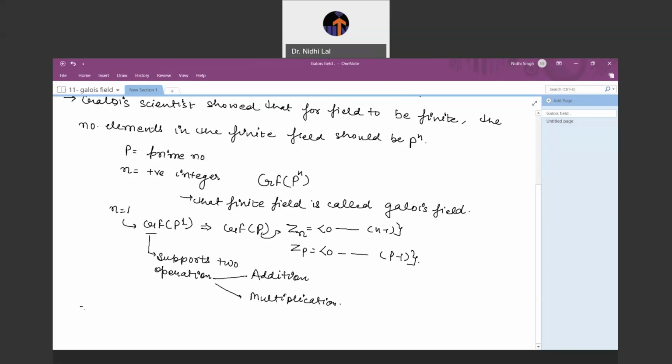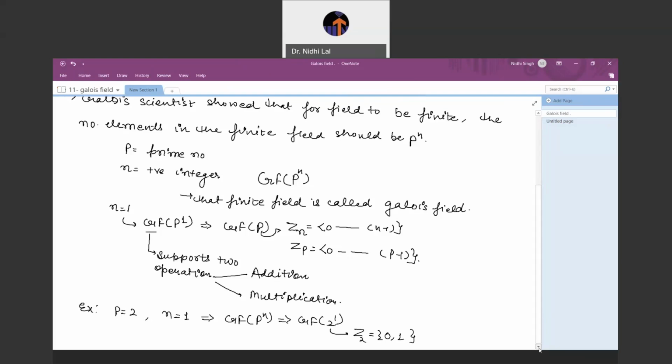Now for example, if I am using p equal to 2, p is a prime number, 2 is a prime number, and n equal to 1. In that case, my Galois field p to the power n will be equal to Galois field 2 to the power 1. It means it contains Z2, with only two elements, that is 0 and 1.